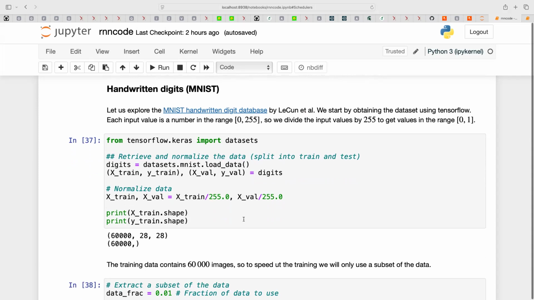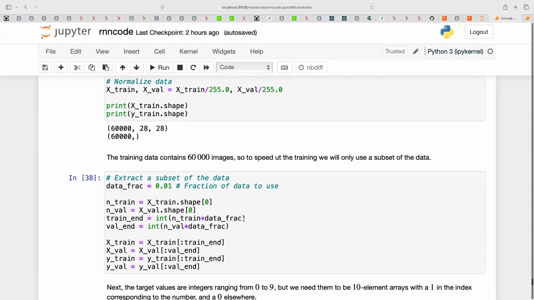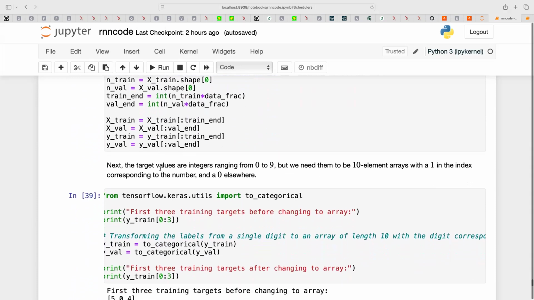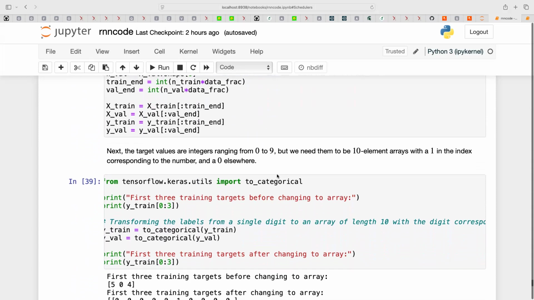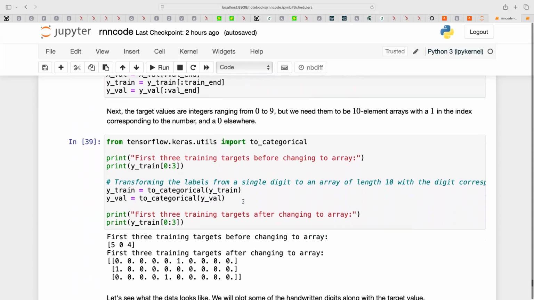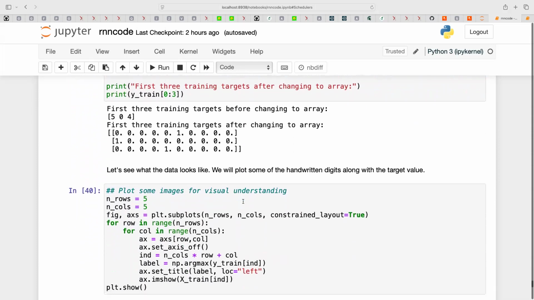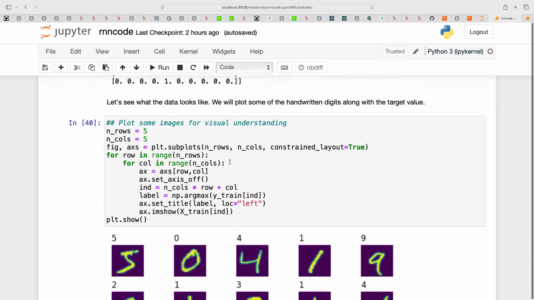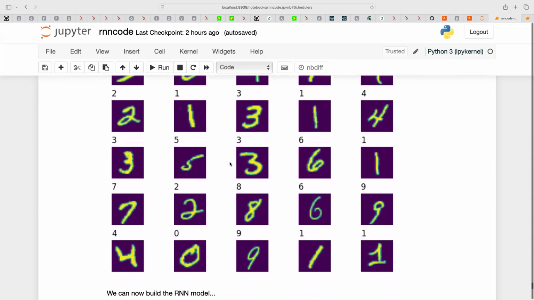So in this case, we have a training set with 60,000 images. And to speed up the training, we're just using a subset. We're just using 1% of the data set, essentially because otherwise it would take too much time here. The target values are integers from 0 to 9, but we will need them in 10-element arrays with a 1 in the index corresponding to the number and a 0 otherwise. And here we are setting up the training set, etc., and then we are plotting some of the images which you see here.